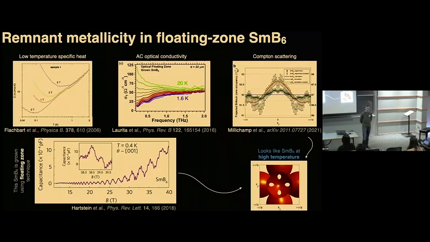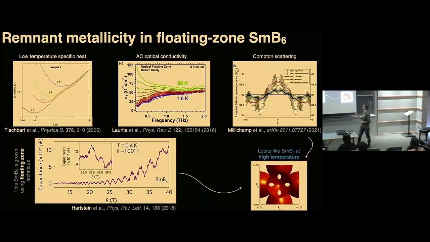But it's not just quantum oscillations that see some form of metallicity in floating zone grown SmB6. Early on, it was noticed that there's an increase in the low temperature linear specific heat. That's usually associated with the presence of a Fermi surface. There's also an anomalous AC optical conductivity. And most recently, there have been results from Compton scattering, which roughly measures the total charge in the Brillouin zone. So if it's an insulator, you would expect a flat line. What you actually see is a slight deviation, and it looks more like a scaled version of lanthanum hexaboride than it does an insulator.